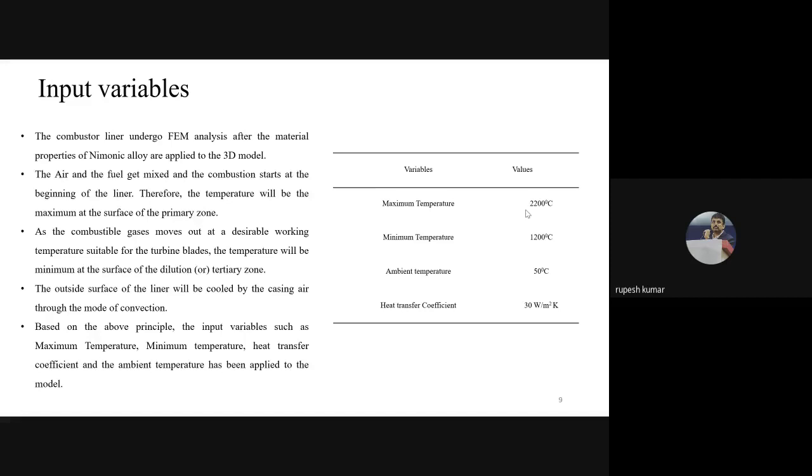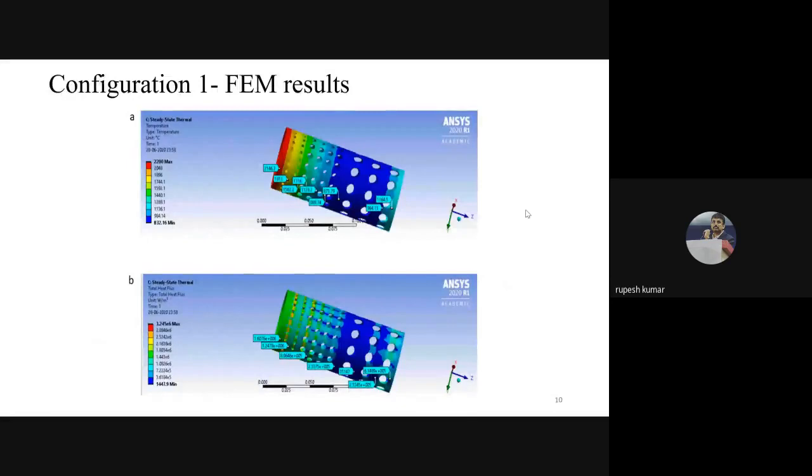And the ambient temperature: on the surface of the combustor liner, air will be flowing, because the air should travel to the primary, secondary, and tertiary holes. So that air temperature I considered as 50 degrees Celsius. Why? Because this air comes from a compressor, and the heat transfer coefficient of air is considered as 30 watt per meter square Kelvin. So these are the FEM results we have got.